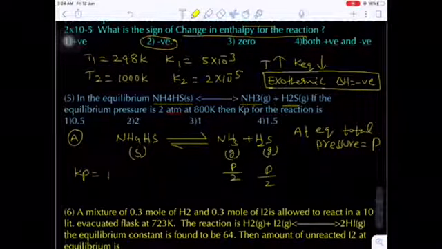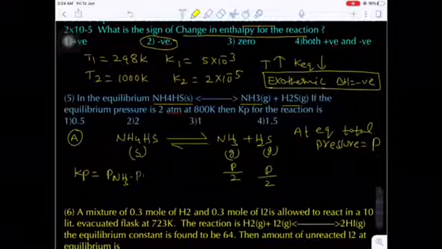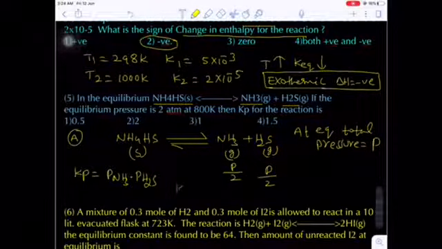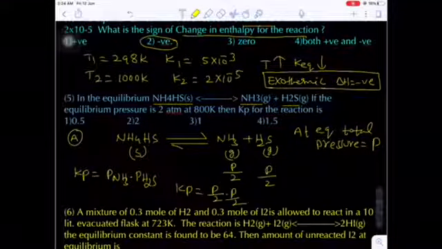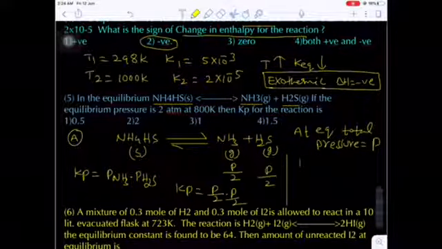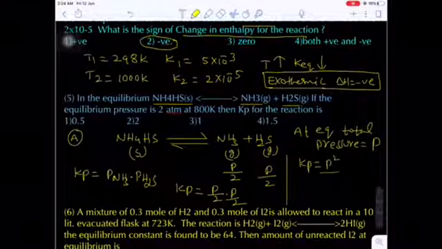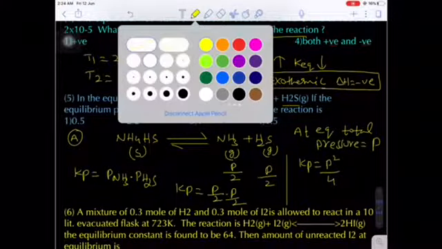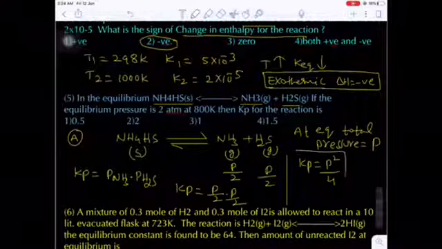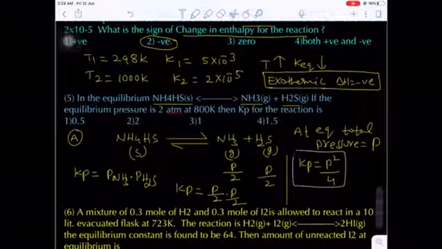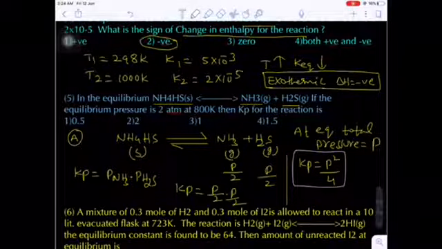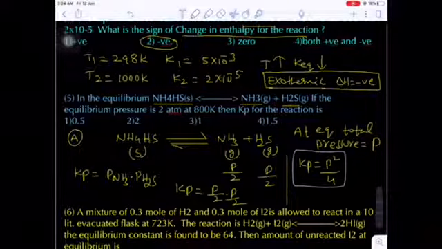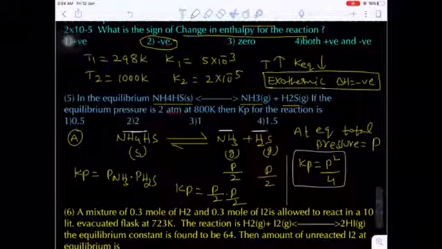Now I am writing the Kp expression, which is nothing but the partial pressure of ammonia multiplied by the partial pressure of H2S. So the Kp expression will be equal to P by 2 into P by 2. So finally the Kp expression is equal to P square by 4. If you remember this formula, well and good, we can directly simplify the question. It is only valid for a solid that gives two gases in a 1:1 ratio.